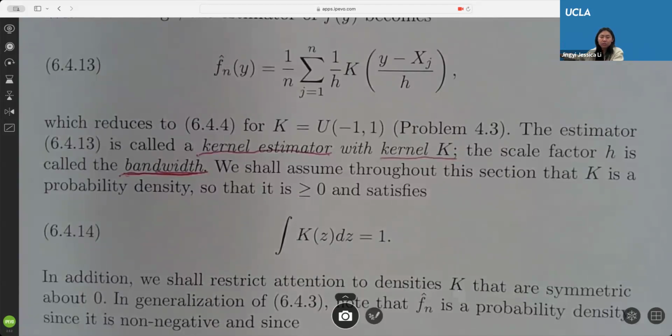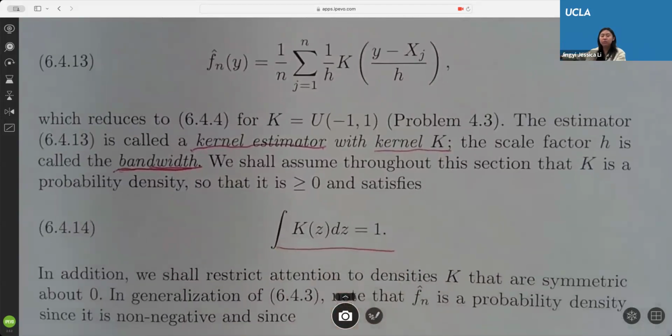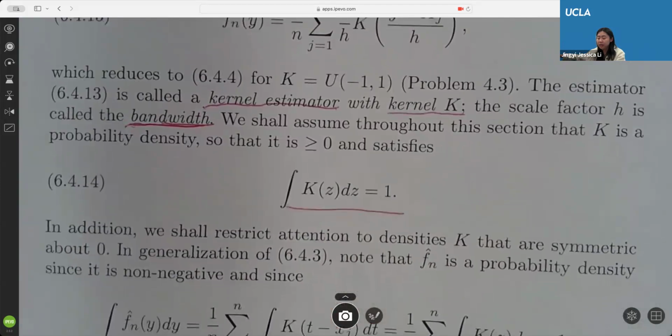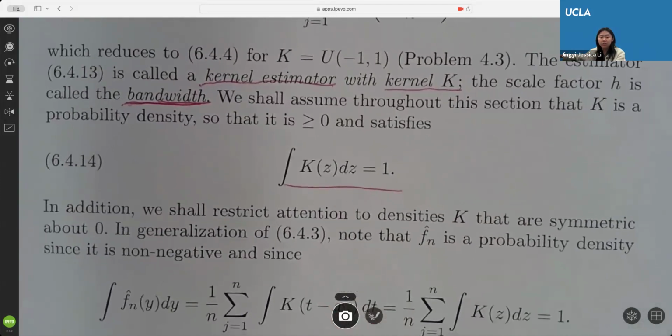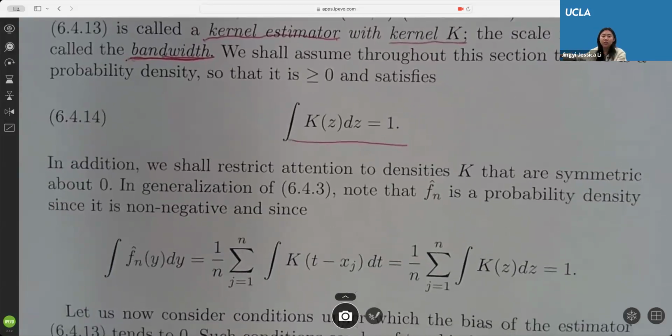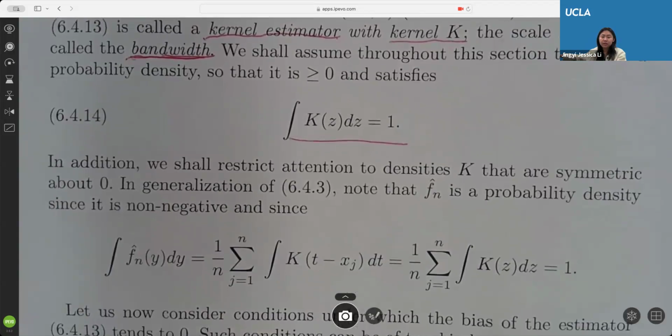We shall assume throughout this section that K is a probability density. So that is non-negative and it satisfies this. It integrates to 1. And this is very, very important for other derivations we will see later. In addition, we shall restrict attention to densities K that are symmetric about 0. So it's a symmetric kernel.